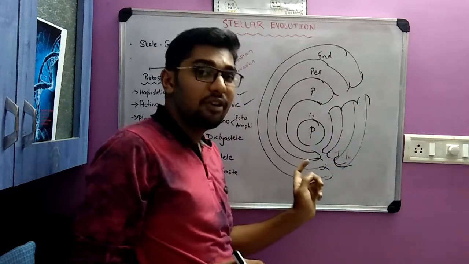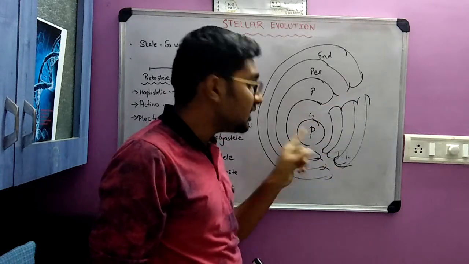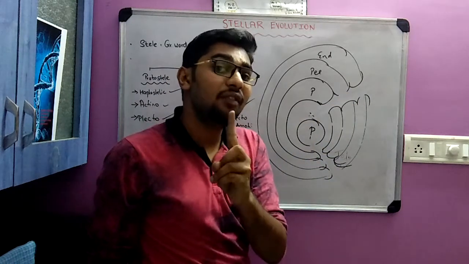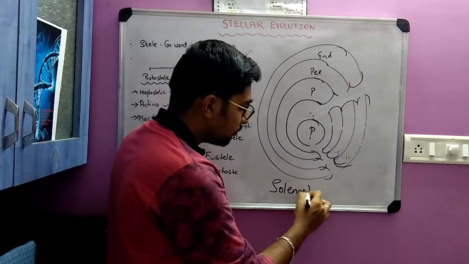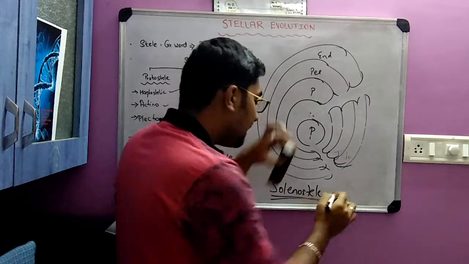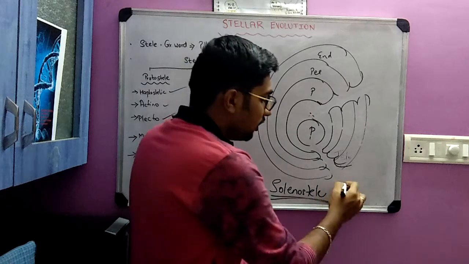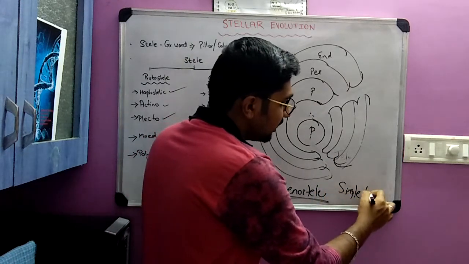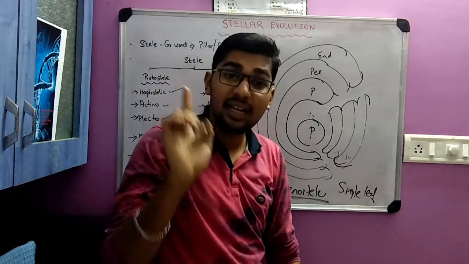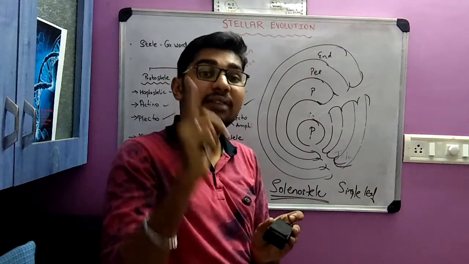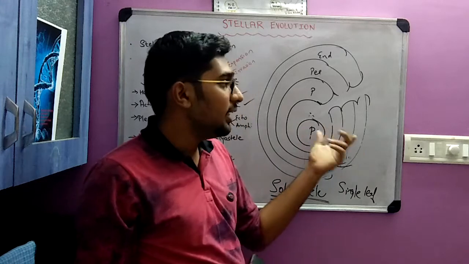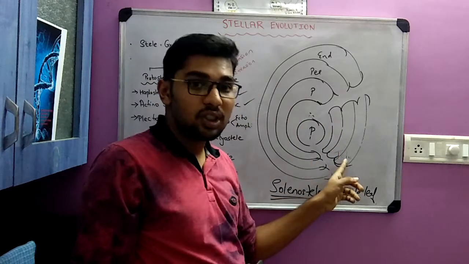So if the siphonostele is traversed by a single leaf gap, then it is called solenostele. I am stressing on the word single leaf gap. So there will be only one leaf trace, or single leaf gap or single leaf trace. If it is traversed by a single leaf trace, such type of stele is called solenostele.